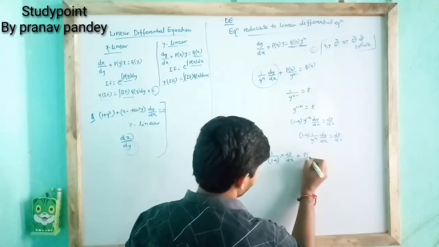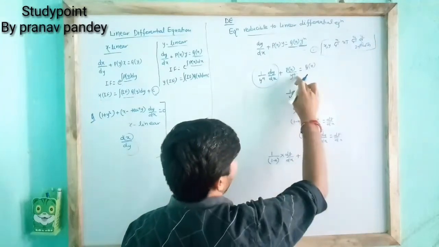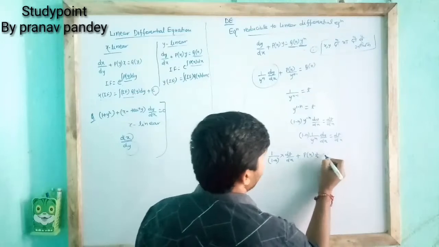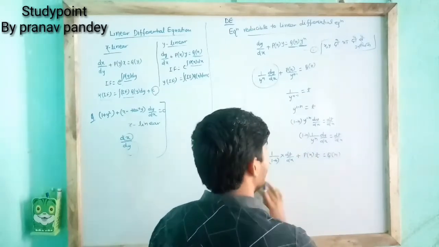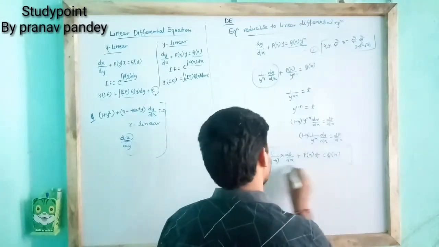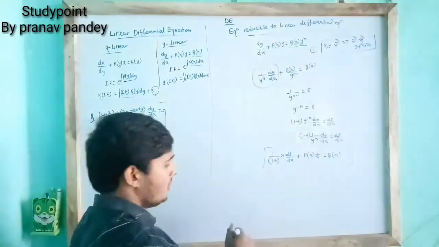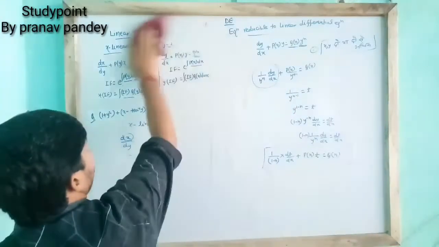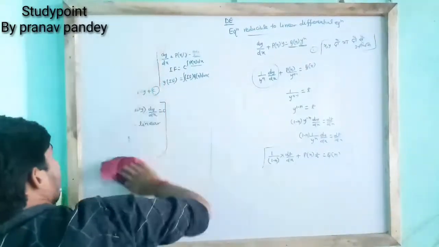So we can write here 1 by 1 minus n into dt by dx plus p of x into y to the power n minus 1, we can take it as t. So this is t is equal to q of x. So in this way we will solve a reducible form, and let us see one example related to this. So let us start seeing an example.